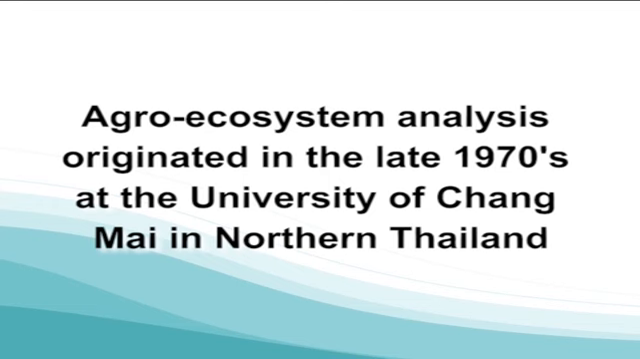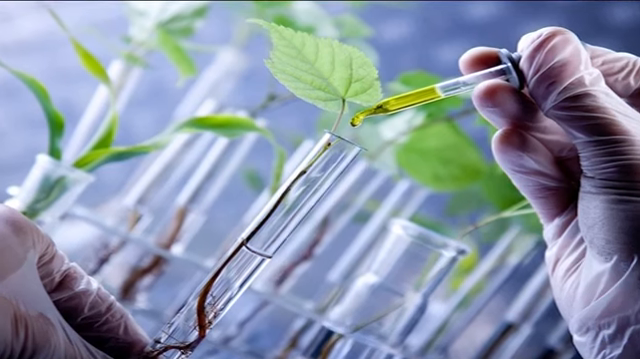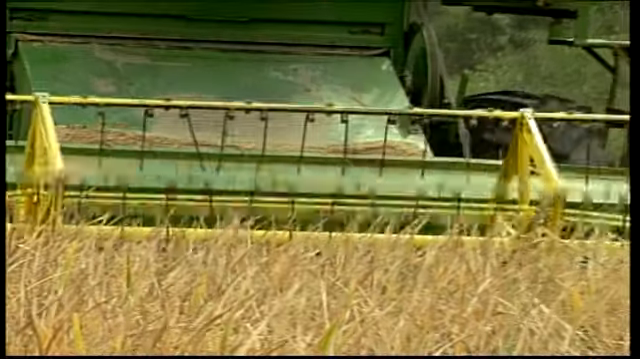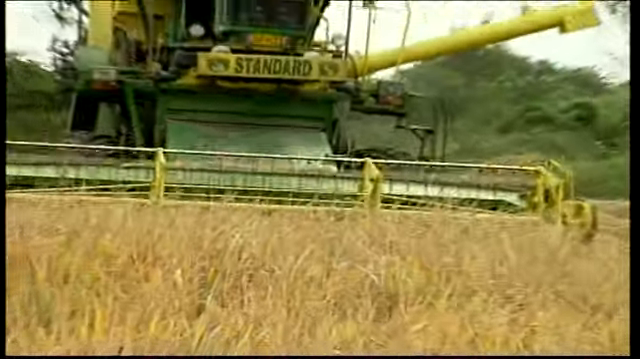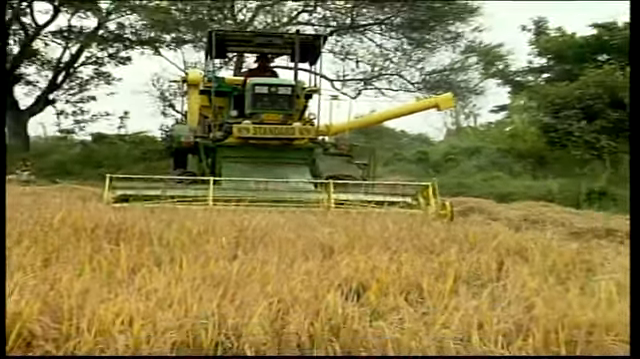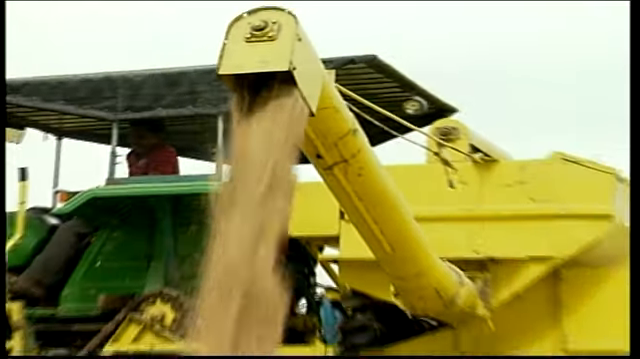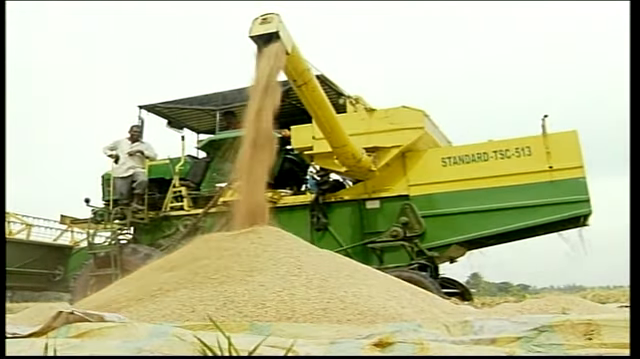Now, we shall move into the first aspect, history of agro-ecosystem analysis. Agro-ecosystem analysis originated in the late 1970s at the University of Chiang Mai in northern Thailand. At the time, interest in farming systems research was increasing, motivated by the realization that production per unit area was not the only constraint facing farmers in their pursuit of improved livelihood.